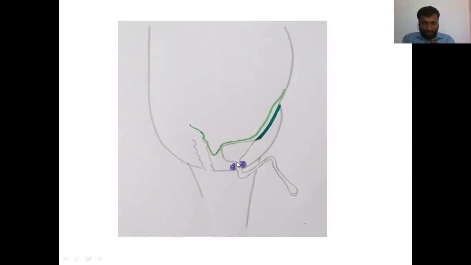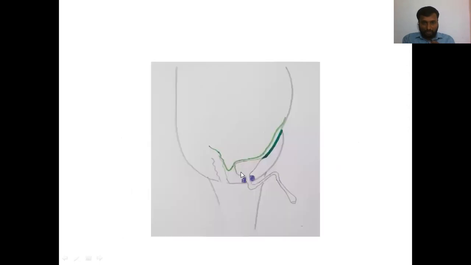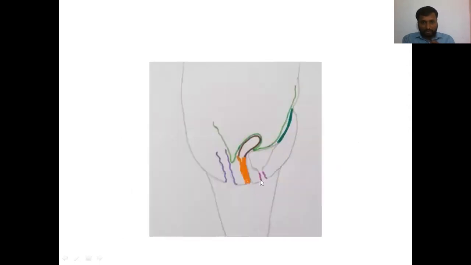So this neck is related to the prostate in males. In females, it is related to this. See, it is related to this pelvic fascia. That's all.